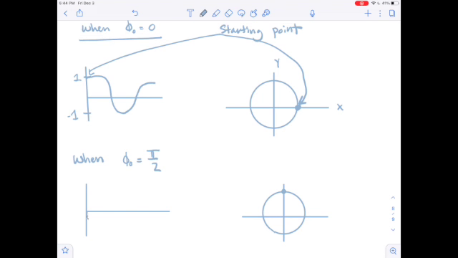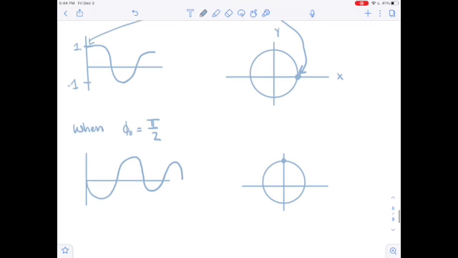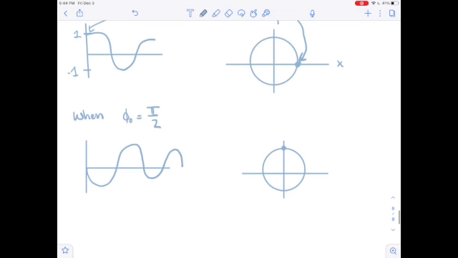This means that on the unit circle, we want to start at 90 degrees or pi over 2 instead of 0 degrees. We still want to look at the x value, but at pi over 2, that will be the coordinate 0, 1 on the unit circle, which means we have 0 for the x value. So at time equals 0, we would also start with a position of 0.